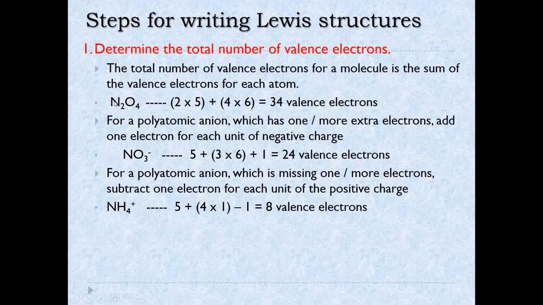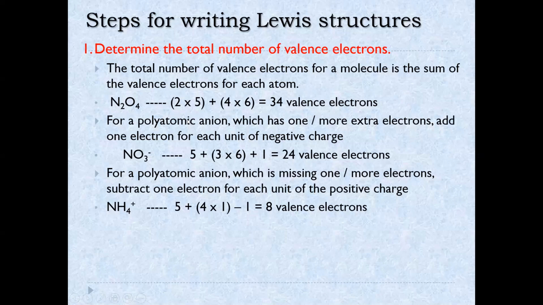So let's look at an example of this, N2O4. Nitrogen is in group 5, and there are 2 atoms of nitrogen. That would be 2 times 5. Oxygen is in group 6, sorry, has 6 valence electrons, and there are 4 of them. That is 4 times 6. So N2O4 has 34 valence electrons in the entire molecule.